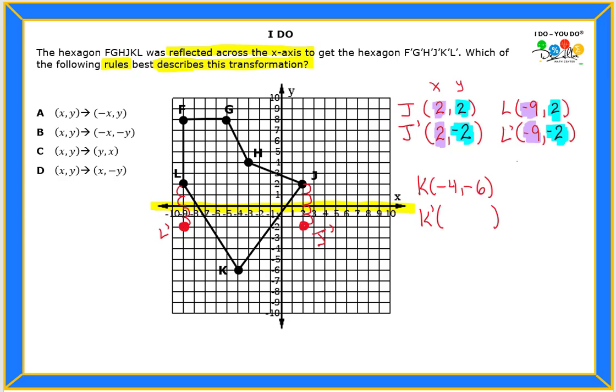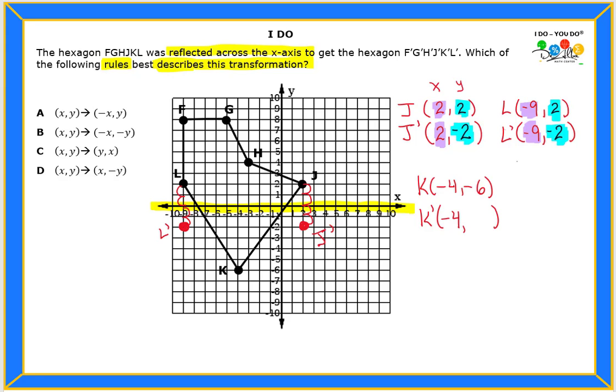We said that X is going to stay the same. Okay, so we are going to keep it as a -4. But what's going to happen to the next one? Is it going to stay on the -6? I don't know if you noticed, but it was a positive and it turned into a negative.